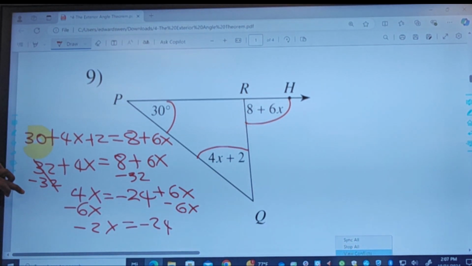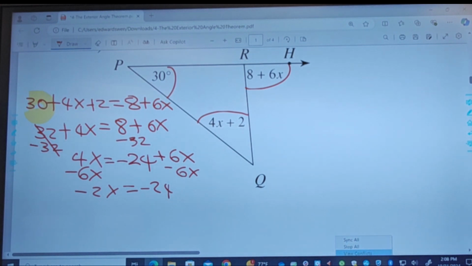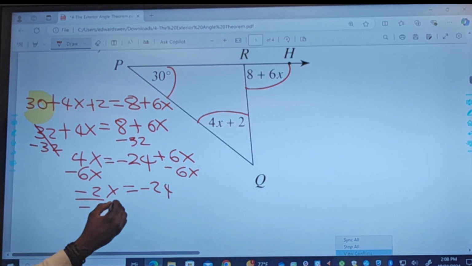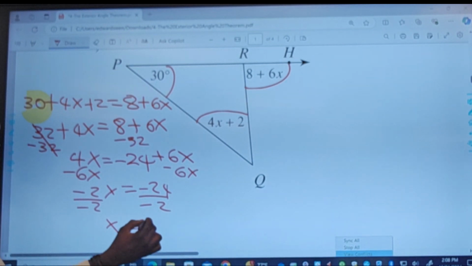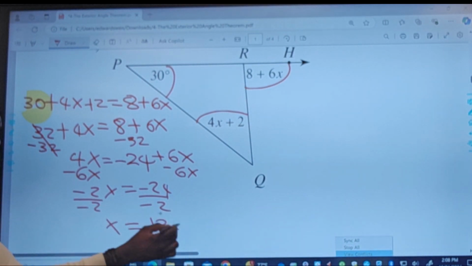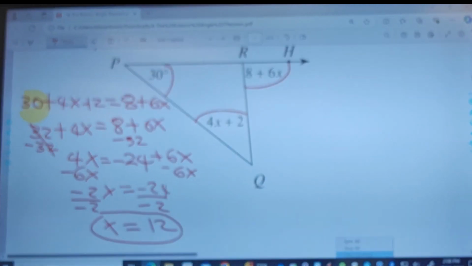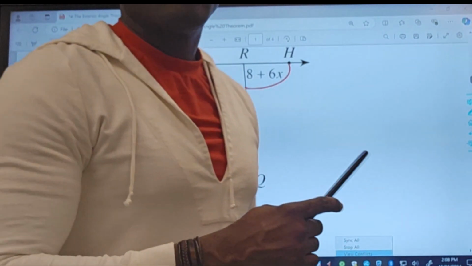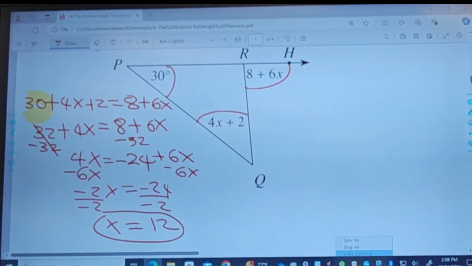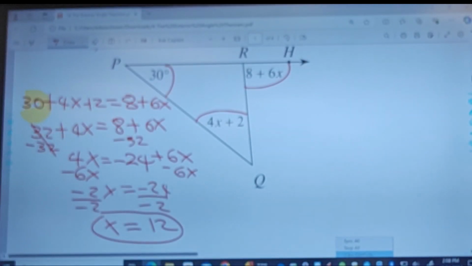At this moment, you should be able to start seeing what the value is. So we're going to divide both sides by negative 2. What are we left with? x is equal to positive 12. So there it is, we found a value for x. x is equal to positive 12. Are we there? Any questions surrounding that? Any question, anybody? All right, that's clear?